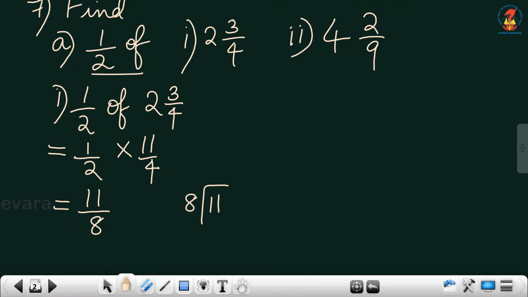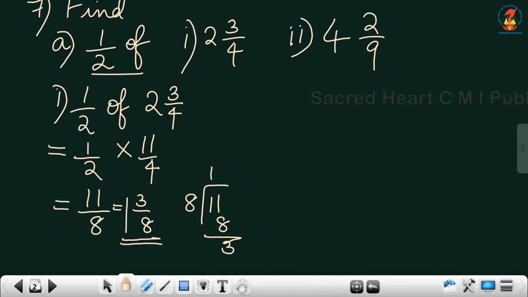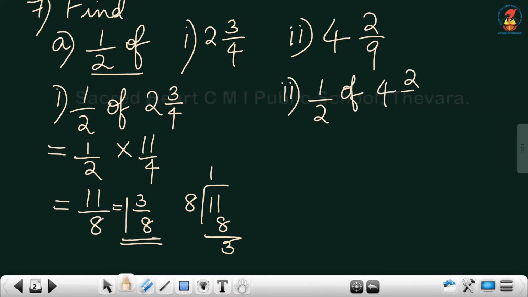11 by 8. 1 time 8, what is the remainder? 3. So what is the answer? 1, 3 by 8. Quotient, remainder by divisor. Clear? Now, move to the next question. 1 by 2 of 4 2 by 9.